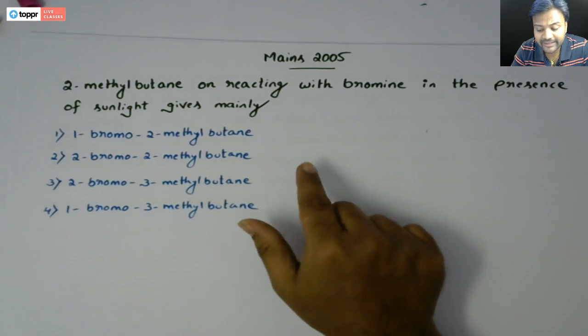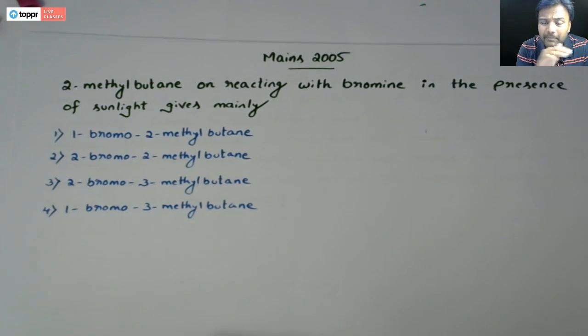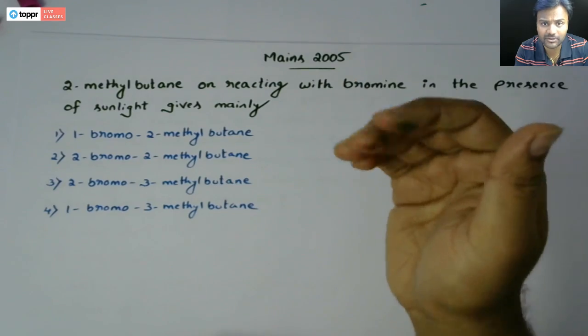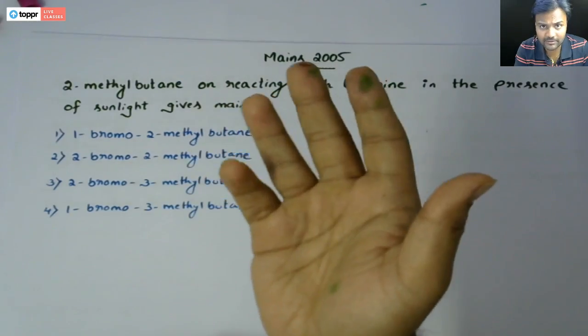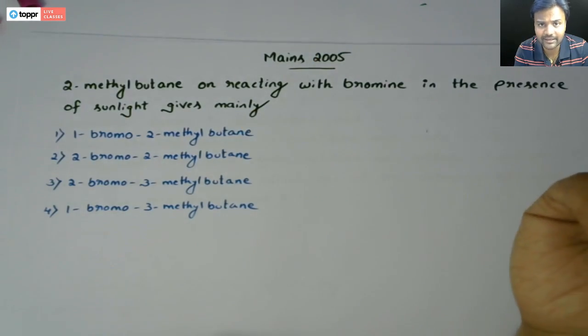2-methylbutane on reacting with bromine in the presence of sunlight gives mainly what? As I told you earlier, please don't read the options. Let's understand the question first. Let's look at the structures. Let's write the structures. Understand what kind of reaction can take place.